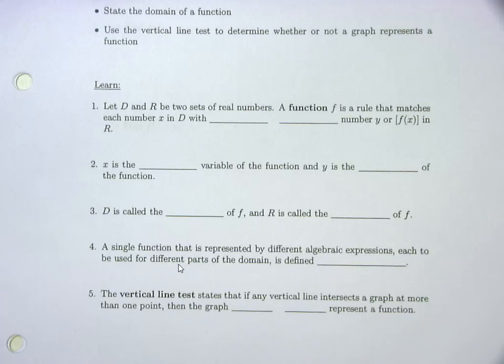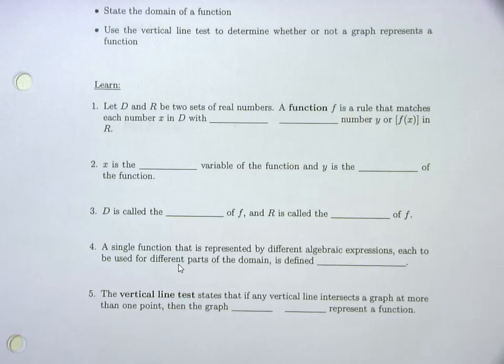All right. So in their awesome video, they're going to talk about the idea here: let D and R, and that typically means domain and range because we're math people. We just have to come up with obvious letters here. Let D and R be two sets of real numbers. A function is a rule that matches each number x in D, which is the domain, with exactly one number y or f of x in R, which is the range.